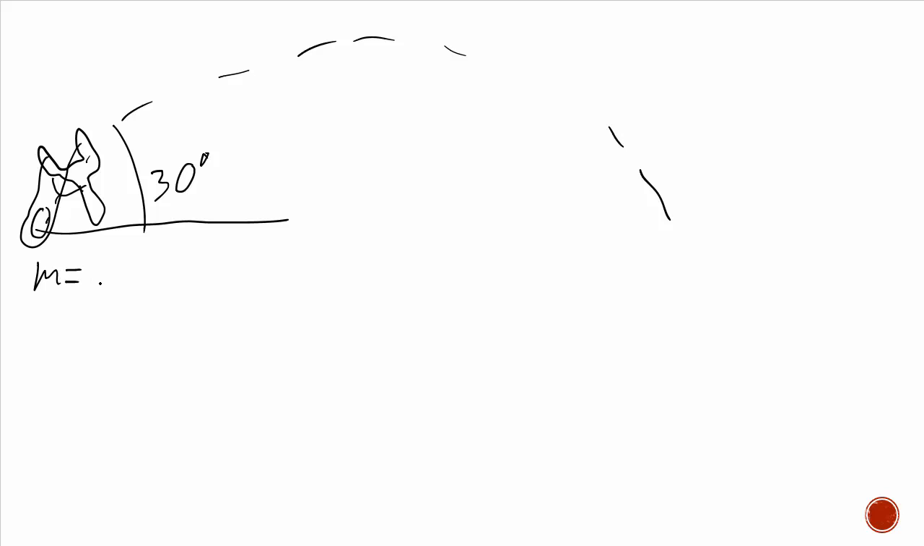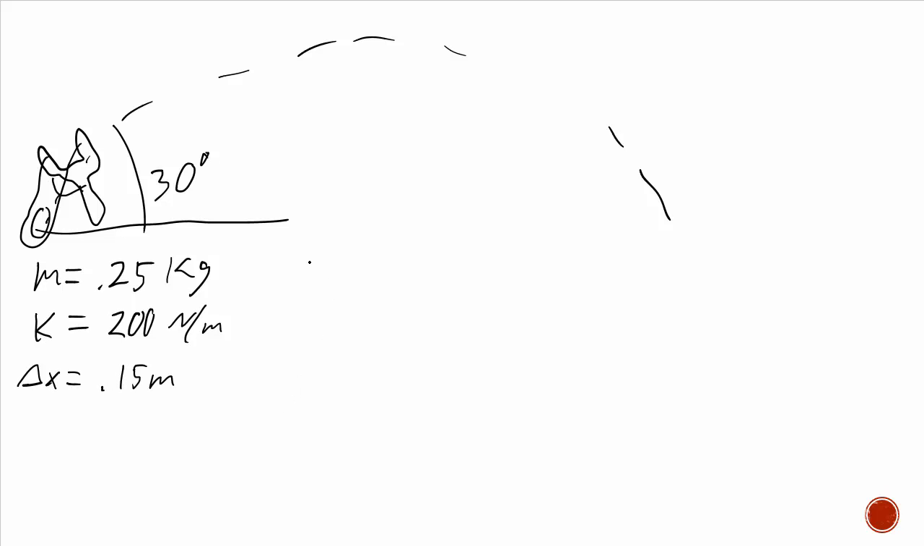We'll give you the mass of the rock, 0.25 kilograms, the spring constant for the slingshot, the rubber bands or surgical tubes or whatever your slingshot is made of. Let's say that that is 200 newtons per meter. And let's say that we pulled our slingshot back 15 centimeters or 0.15 meters. And I want to know how high this rock is going to go.